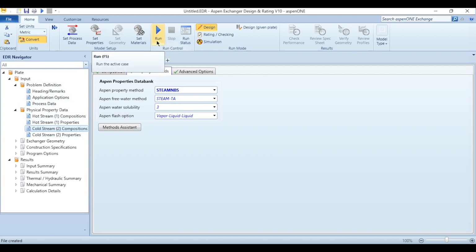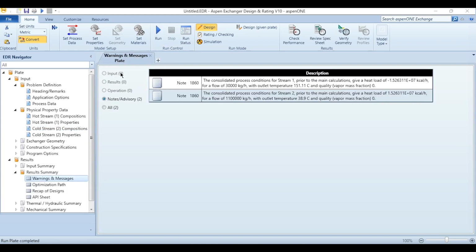Once you have achieved that phase, you will click on run, and after running, the results will be available for the system after some time. As you can see, there is no input warning, no results warning, and no operational warning. There are two notes in advisory.